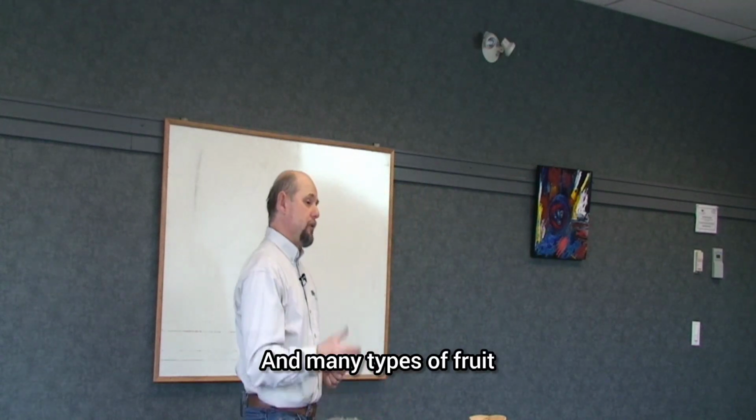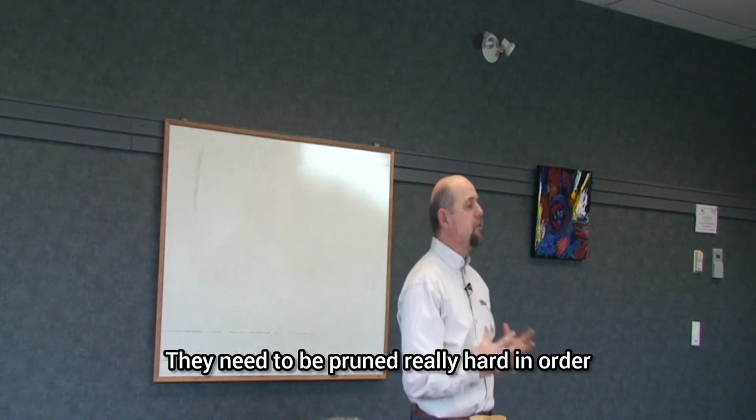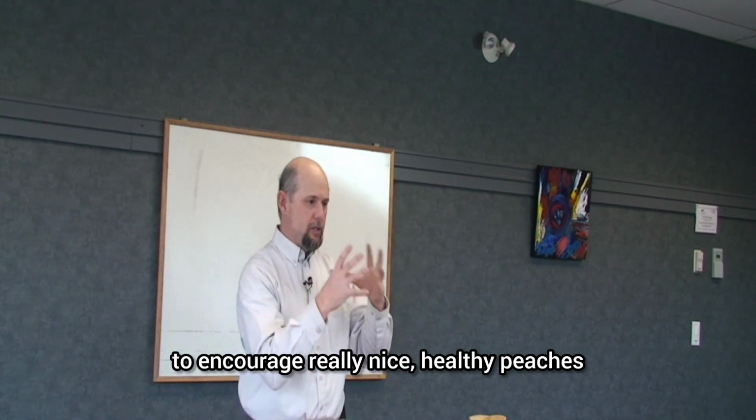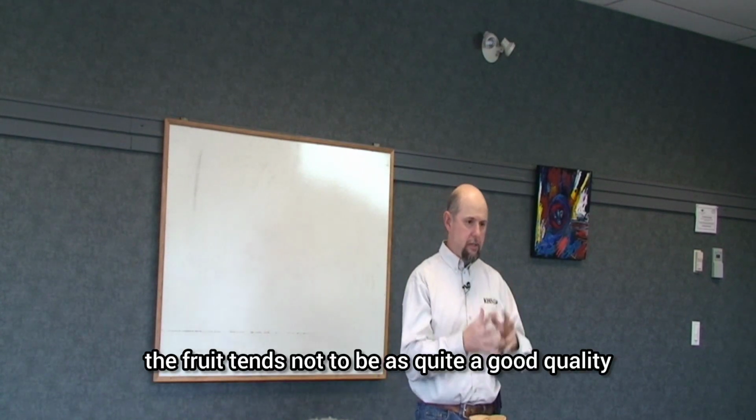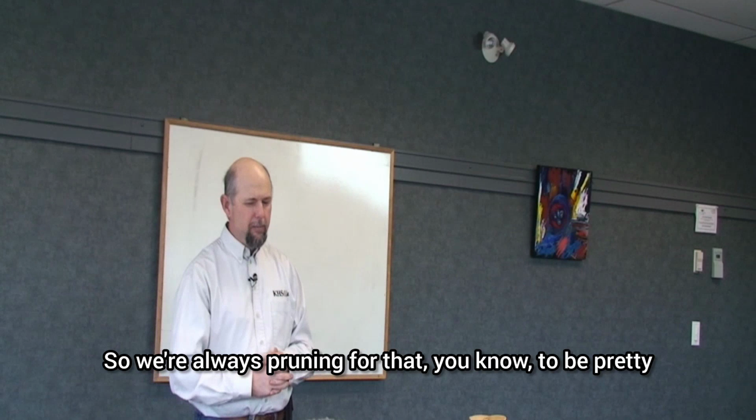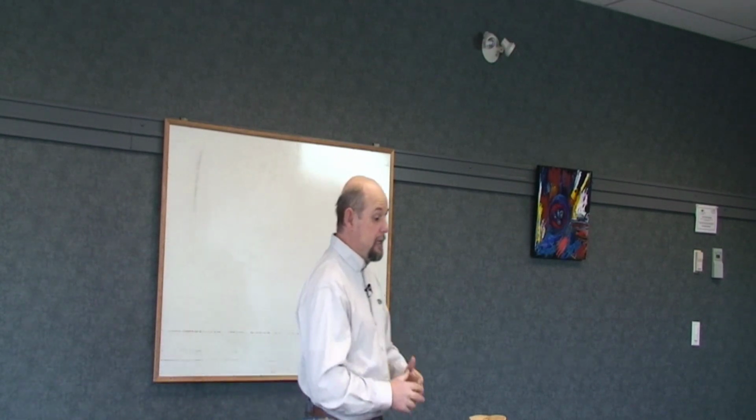And many types of fruit, like peaches, are a good example. They need to be pruned really hard in order to encourage really nice, healthy peaches, like large, healthy fruit. If you prune them too light, the fruit tends not to be as good quality. So we're always pruning for that, with pretty heavy pruning on certain fruit trees to get the result that we want.